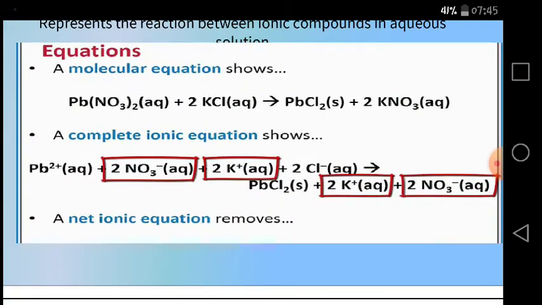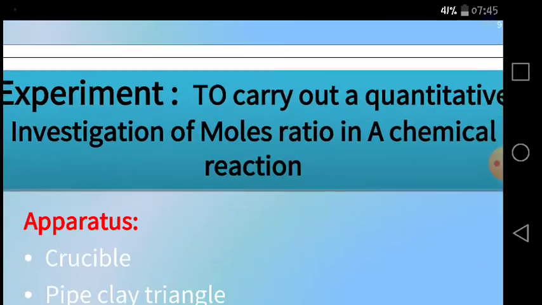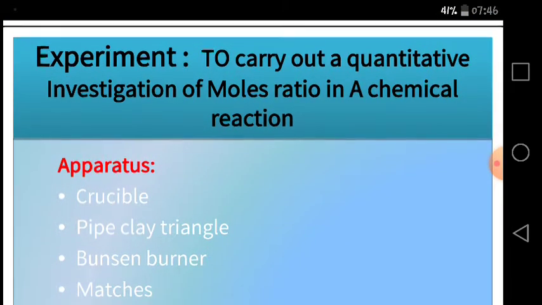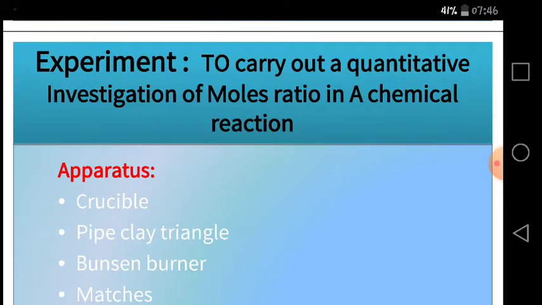Now we are moving towards our experiment. This is experiment number 6 according to your book, a practical book for chemistry, a course for O-level, volume 1. We have to carry out a quantitative investigation of moles ratio in a chemical reaction.